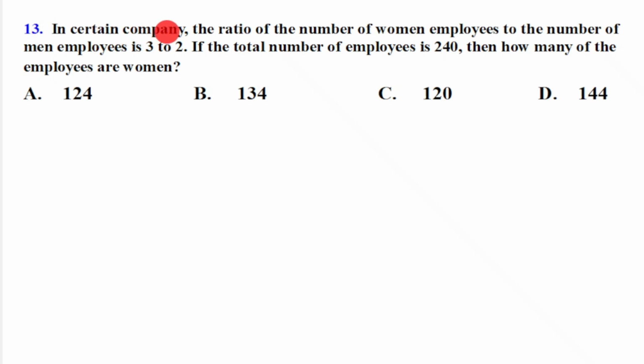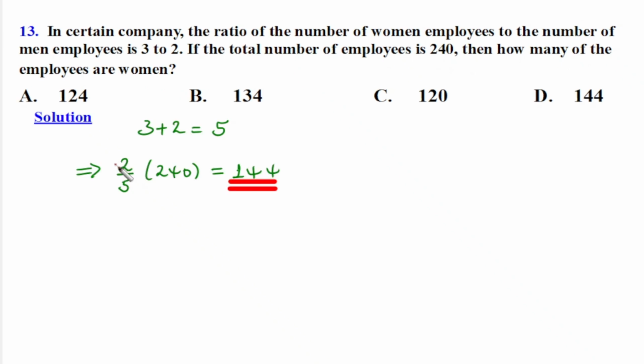13. In a certain company, the ratio of the number of women employees to the number of men employees is 3 to 2. If the total number of employees is 240, then how many of the employees are women? To find the number of women employees, we multiply the total employees by 3 over 5. We get 144. The answer is D.